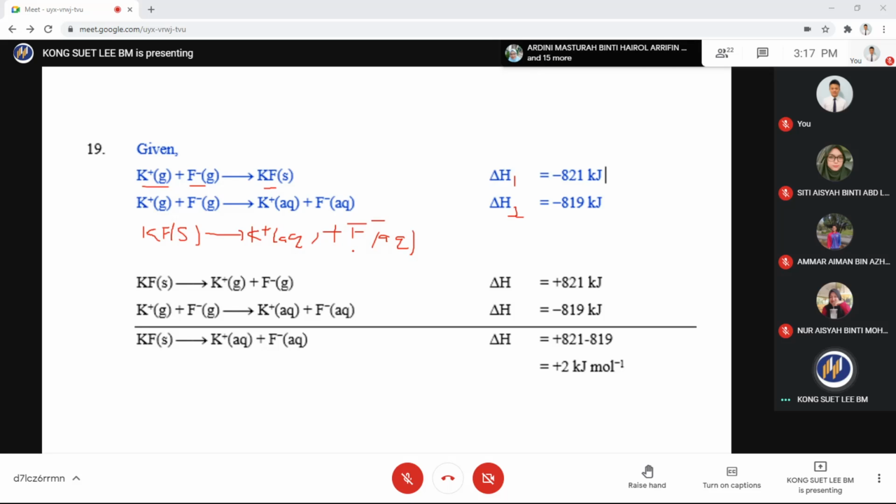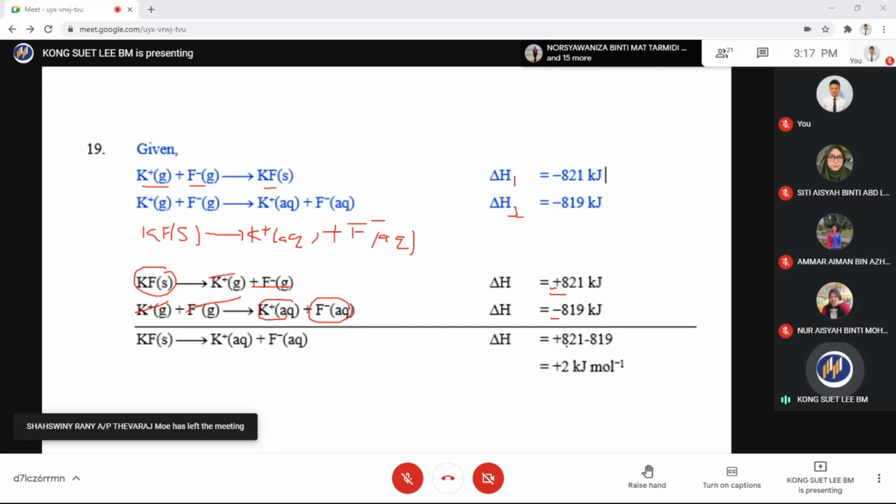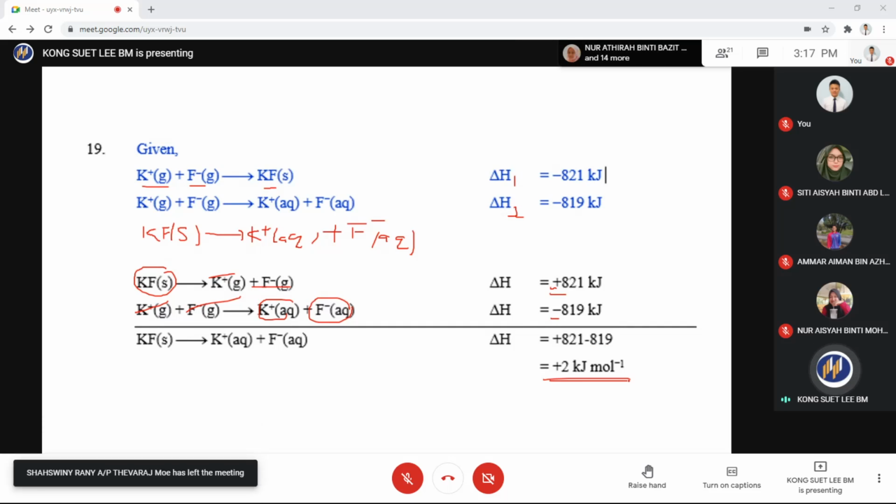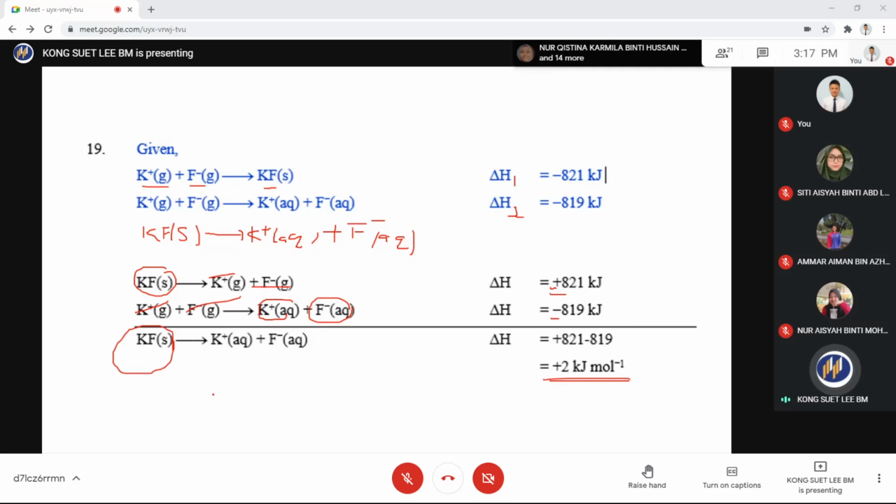Okay, for this one I can straight away find the answer. For the first one I reverse, that's why positive, and the second one remains, that's why negative. So this is the equation that I want. I cancel off, cancel off, cancel off. So we get the answer, which is positive 821 minus 819. You get positive 2 kilojoule per mole. Because it refers to the 1 mole of potassium fluoride dissolved in water to form the potassium ion and fluoride ion.